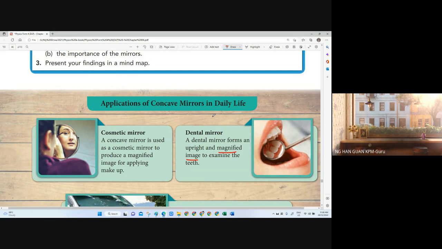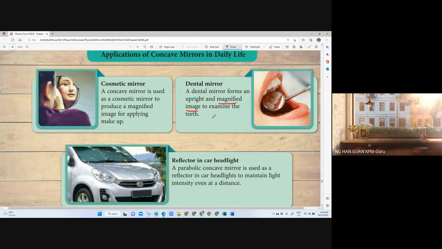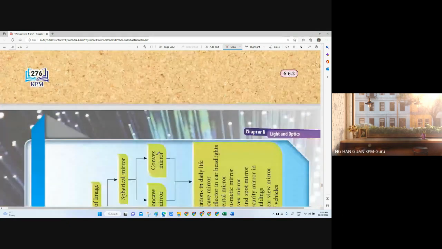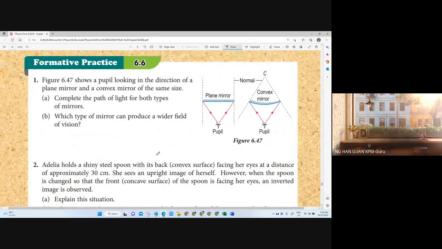But once you use a concave mirror, the view will be smaller. It will narrow down the angle of view. The cosmetic mirror is also the same, it magnifies the image so that you can zoom in and see easily when we want to put on makeup. All right, so I think that's all for this chapter 6.